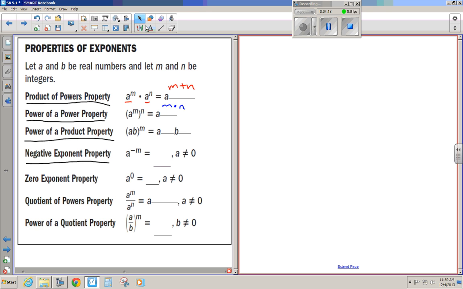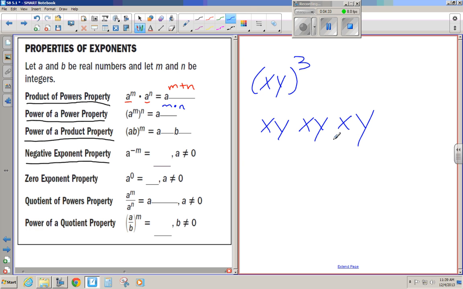The next one, power of a product. That means if I had x times y, and I'm going to cube it, that means I would have xy times xy times xy. And when I look at the x's, I would see that there are 3 of them, and I would look at the y's and see that there were also 3 y's. And now all you look at is you can see that you take the exponent and you distribute it.